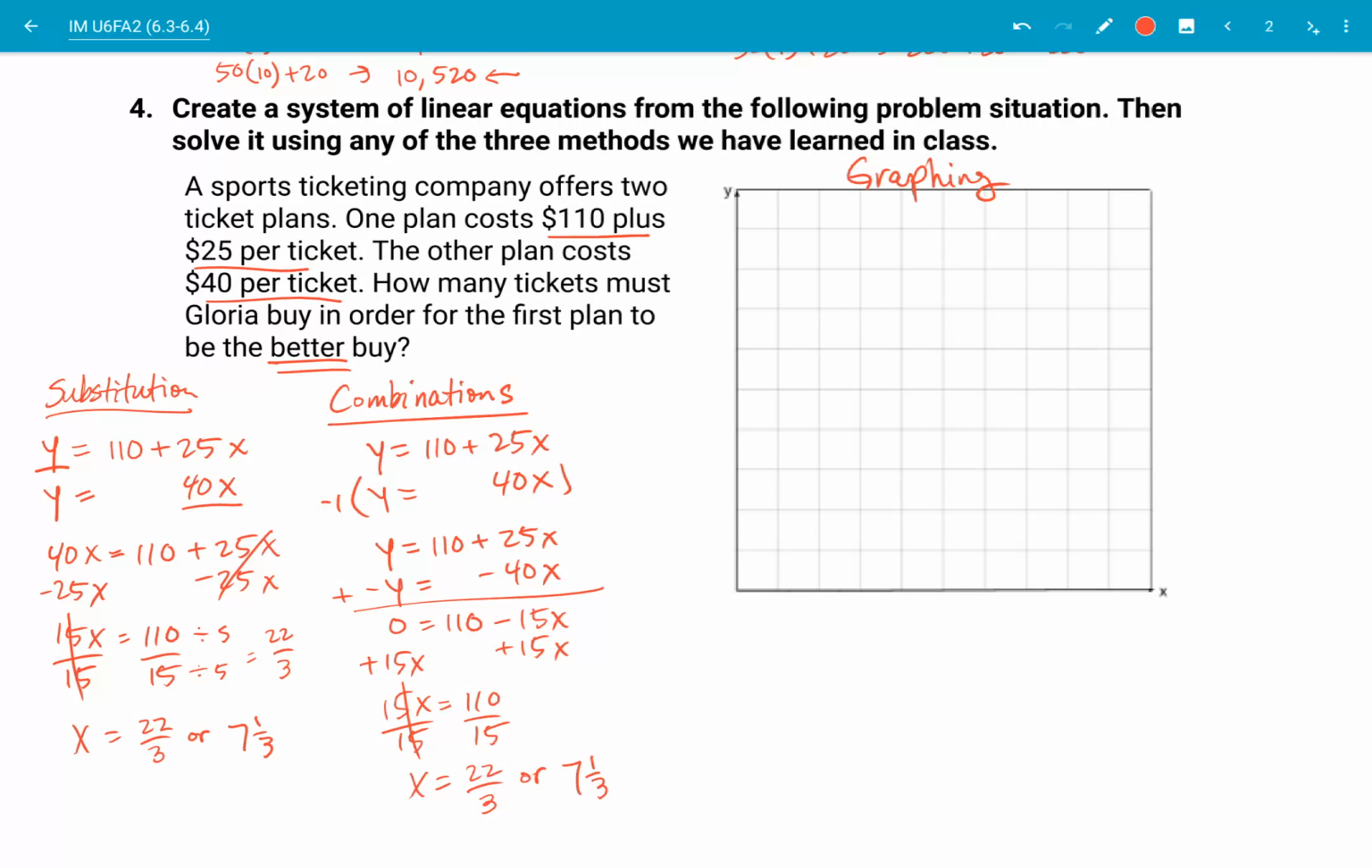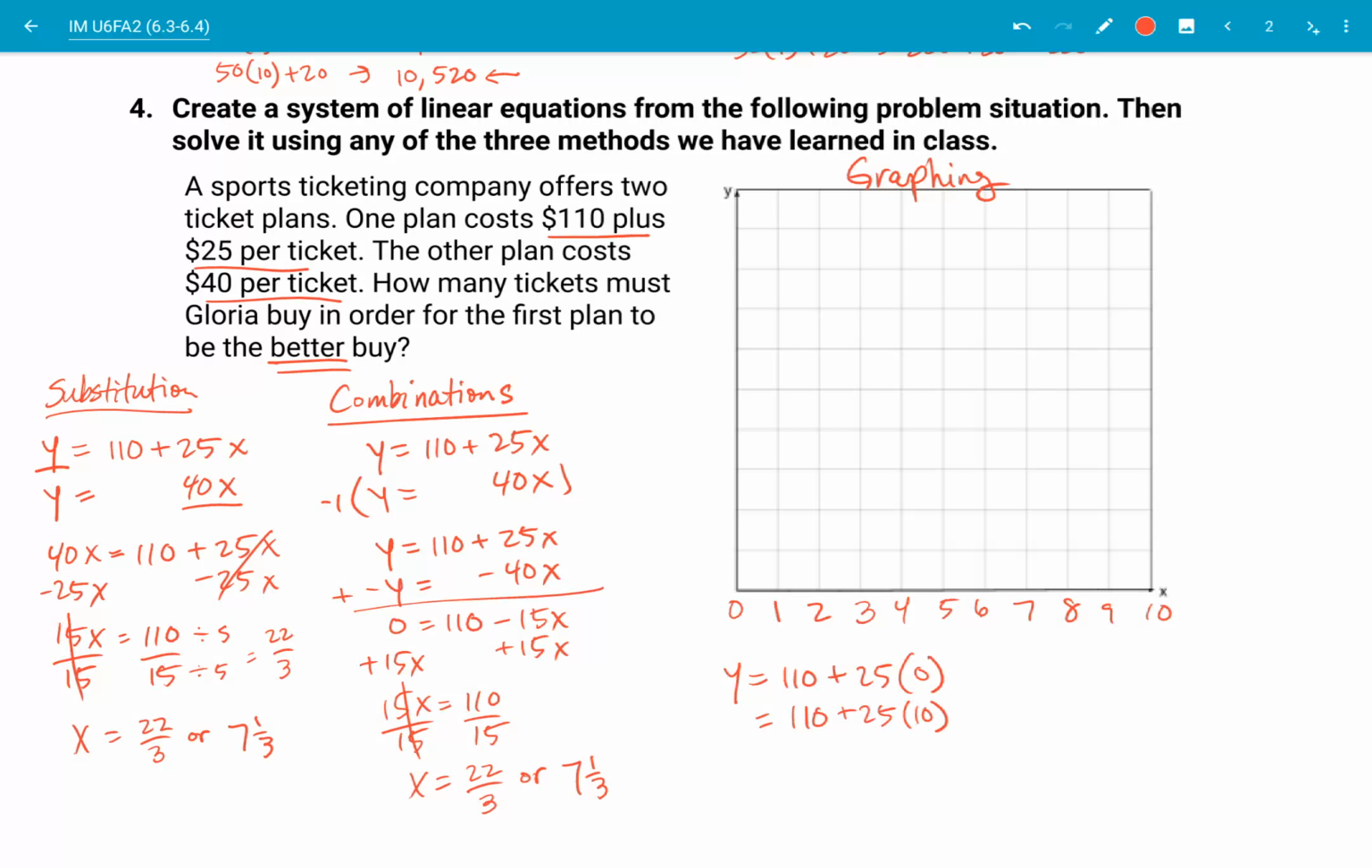Let's start writing down the number of tickets that Gloria might start buying. She might buy 1, 2, 3, 4, 5, 6, 7, 8, 9, 10 tickets. And we would need to see how high this graph needs to go. And the way we would do that is by plugging into our equations. y equals 110 plus 25x. Let's plug in where the point lands if we plug in 0. And let's also plug in where the point lands if we plug in 10 to see where it goes on the left and right sides of the graph.